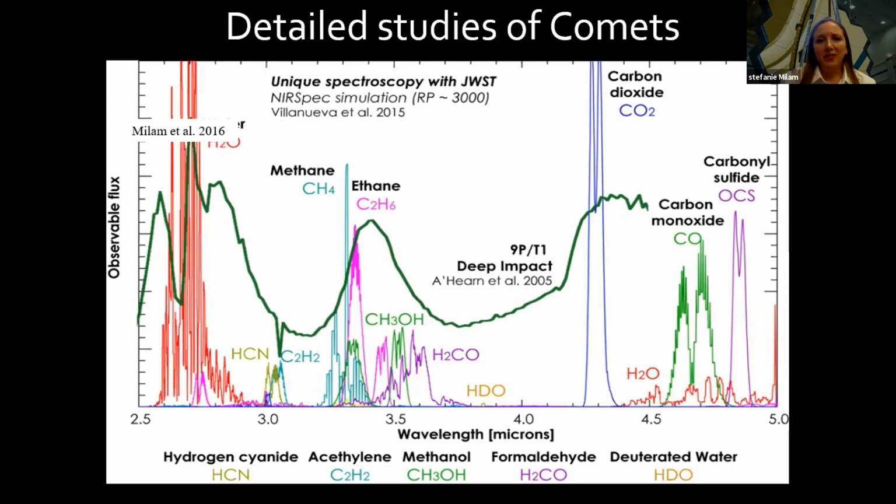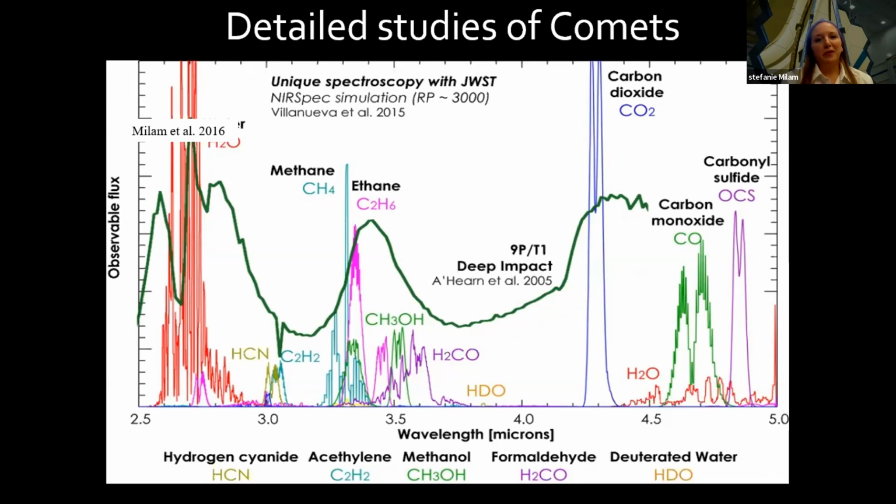A flyby mission is fantastic because you get the proximity, so you don't necessarily need a large telescope. But unfortunately, you're only observing one object, and sometimes it's not even active, just due to the nature of a flyby mission. So what you're seeing in this dark green line is actually a spectrum that was acquired from the Deep Impact mission towards 9P/Tempel 1.